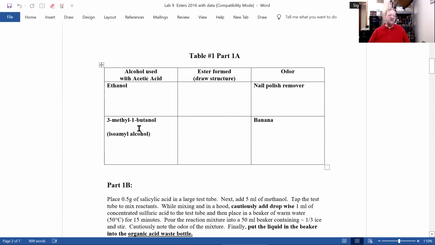Now this one really blows students' minds. With this alcohol, isoamyl alcohol, and acetic acid, you form an ester, which is the ester you smell and taste in bananas. Now, since there's strong acid in there, we're not purifying it, can't taste it, but you can smell it.